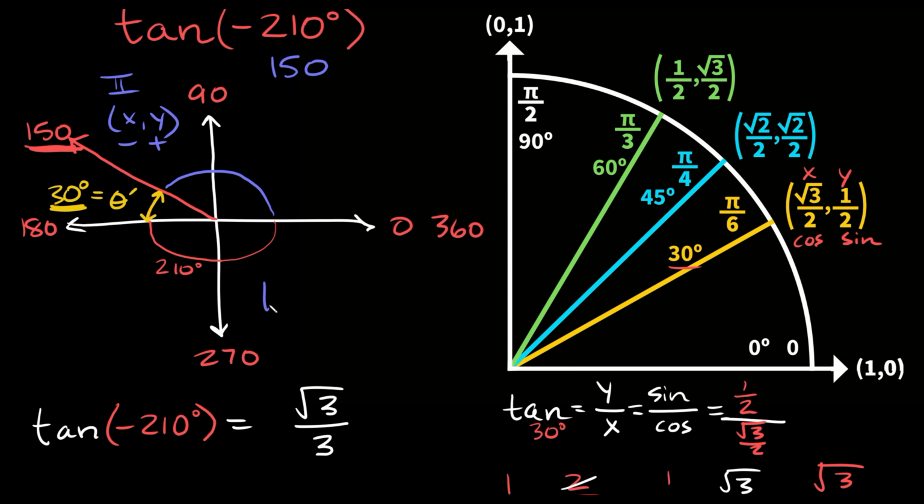Once again, we know that the tangent is defined as the y coordinate over the x coordinate. In quadrant 2, the y coordinate is positive and the x coordinate is negative. So we have a positive number divided by a negative number, which is a negative number. So the tangent of any number that's in quadrant 2 is going to be negative. That means the tangent of this angle is negative.